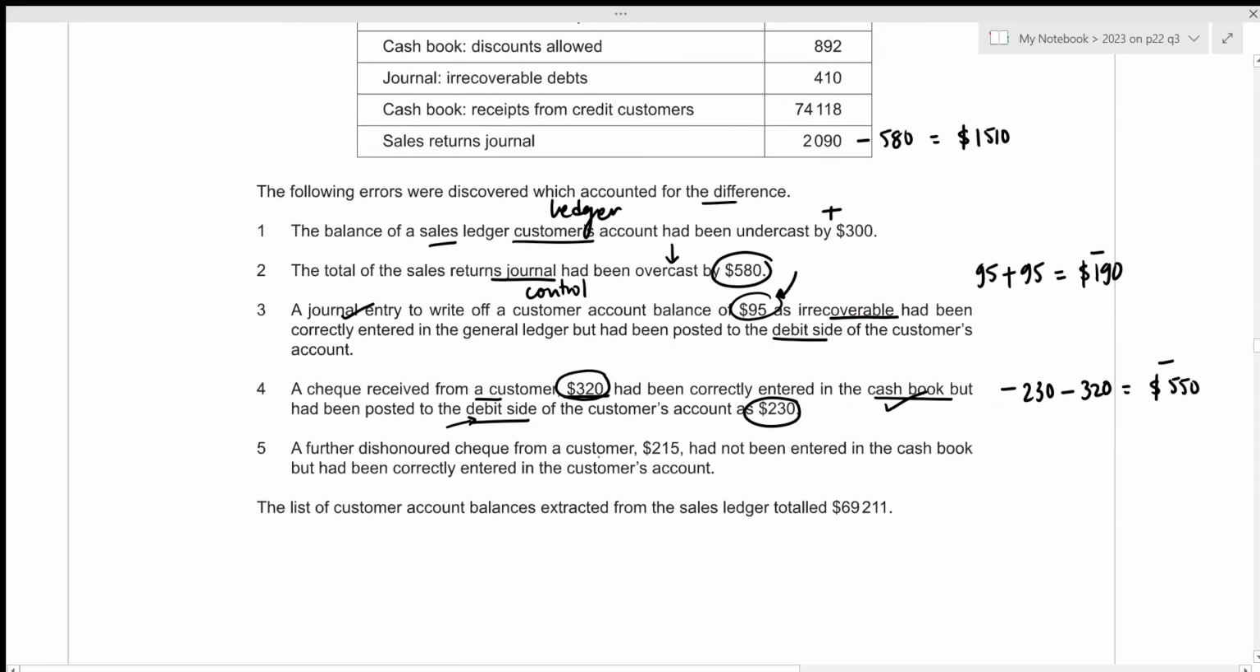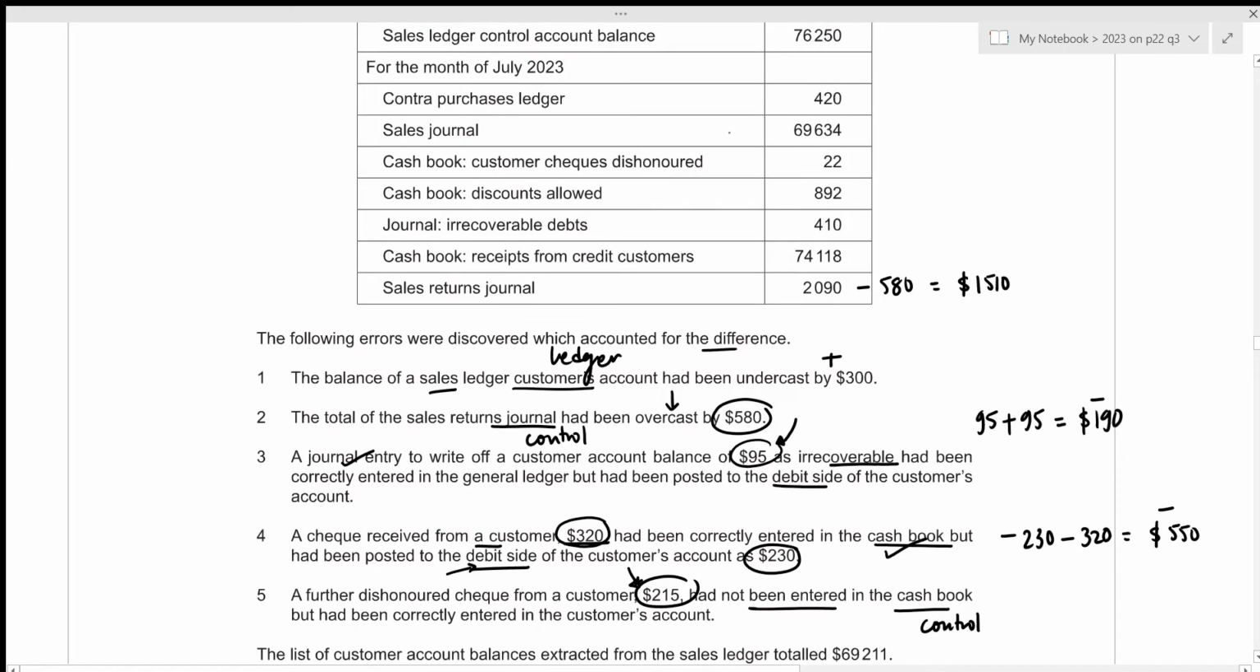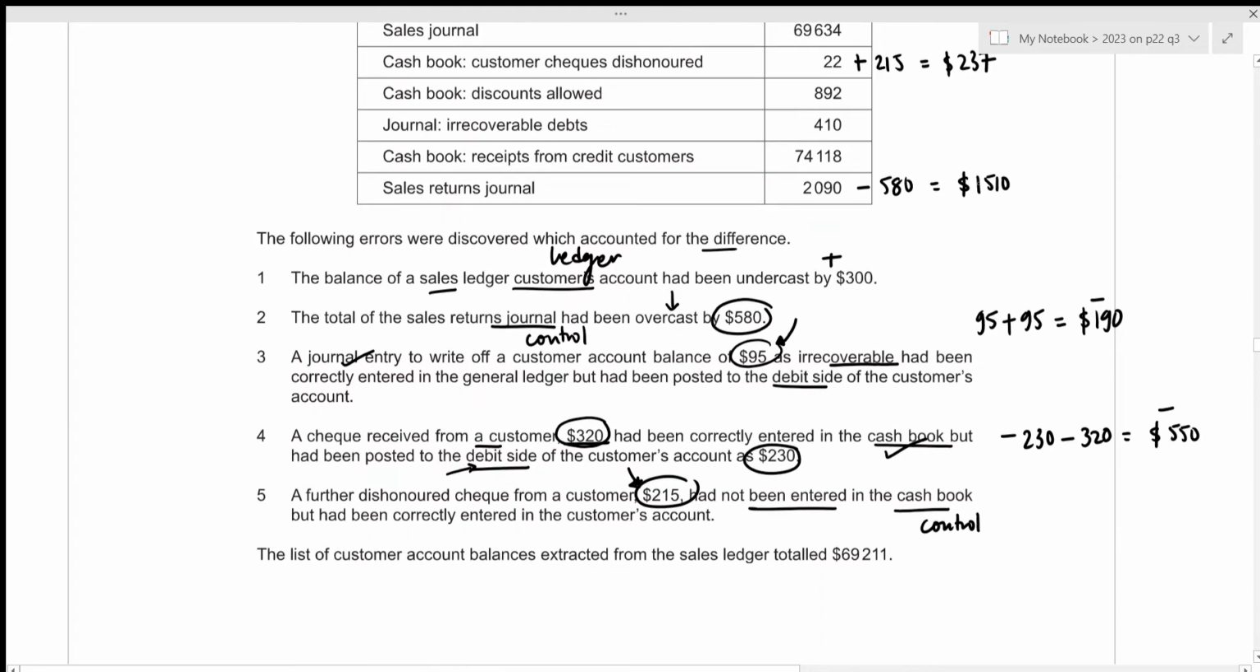Now, a further dishonored check from a customer 215 had not been entered in the cash book. So this is our book of prime entry and it had not been entered in the cash book, which means that this will have an effect on our control account. So we need to enter this 215 into our cash book for the customer checks dishonored right here. So that will be 22 plus 215, which results in the total of 237. This is the correct total for the customer checks dishonored.